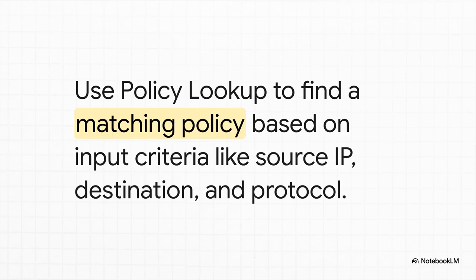And this is why it's your best friend for troubleshooting. When a user comes to you and says, "Hey, I can't get to this website," you don't have to guess anymore. You just pop their details into the policy lookup. It'll tell you instantly if they're hitting a deny rule, or maybe they're not matching any rule at all and are getting dropped by that implicit deny at the very end.